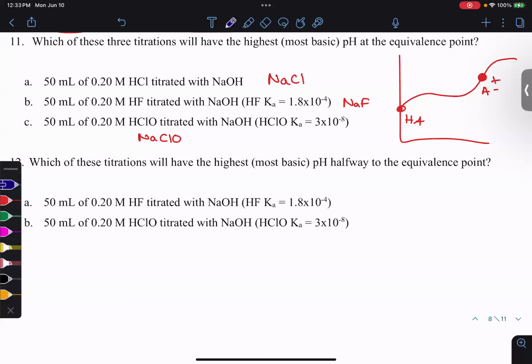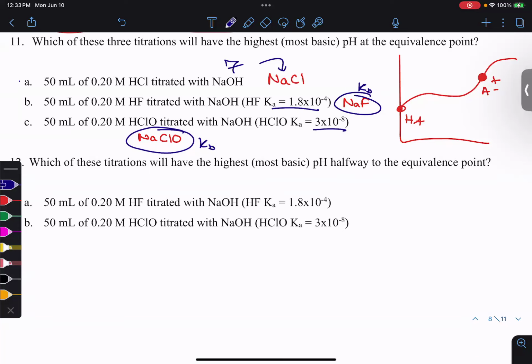So the first one, do you know what the pH is at the equivalence point? It's 7, because NaCl is pH 7. So we are comparing NaF and NaClO. We need to figure out which one's more basic. How would we do that? If we know their Kbs, right? Do we know their Kbs? Not directly, but I give you the Kas for their acids.